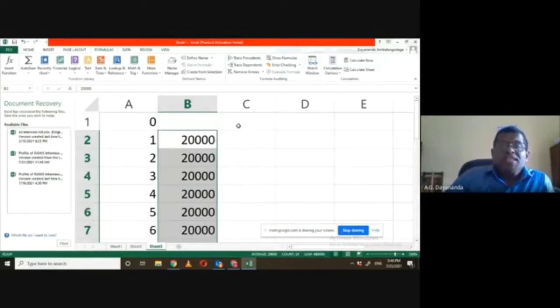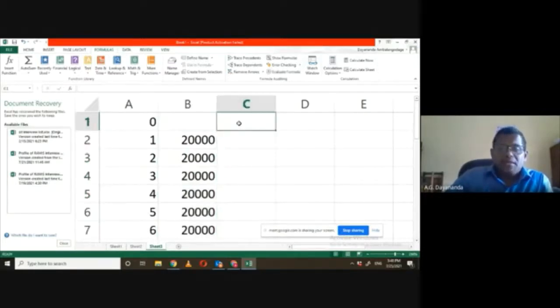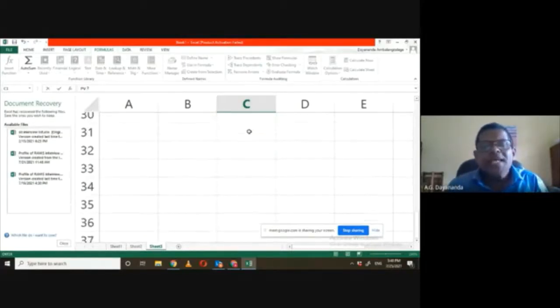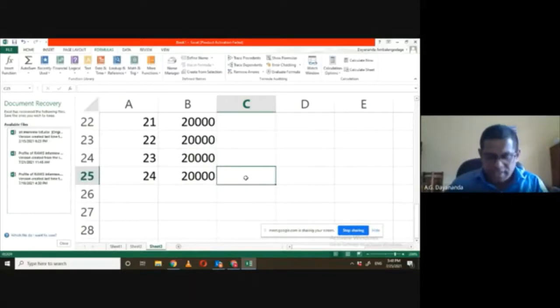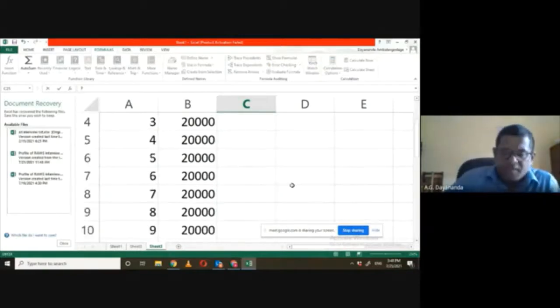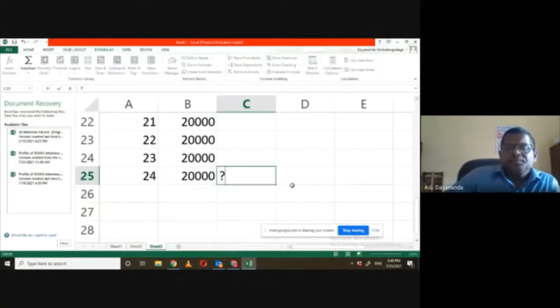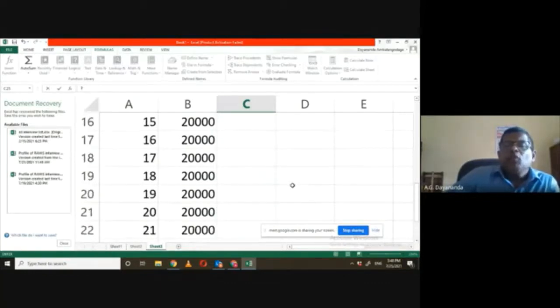So the question is asking us to calculate the present value, the value at here, right? We have to calculate the value at here. What is the value here? And also they are asking us to calculate the value at here. Both are asked. So how do you write it? You need both formulas.